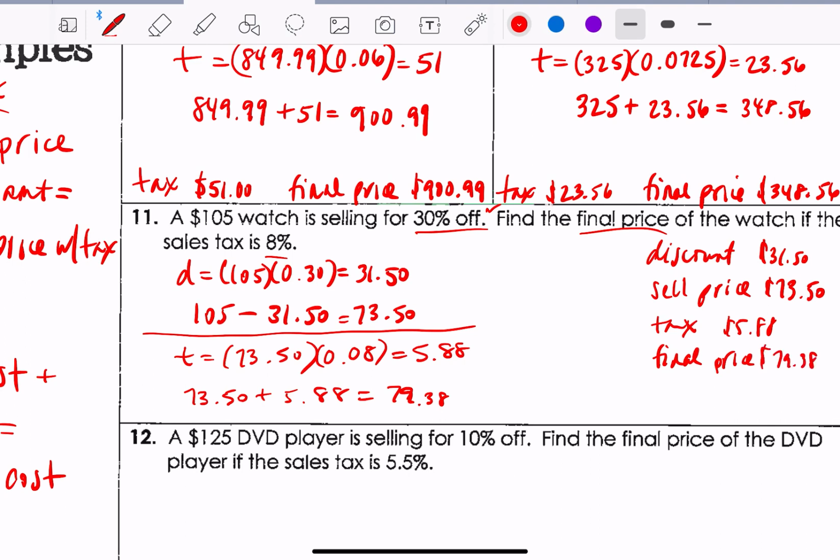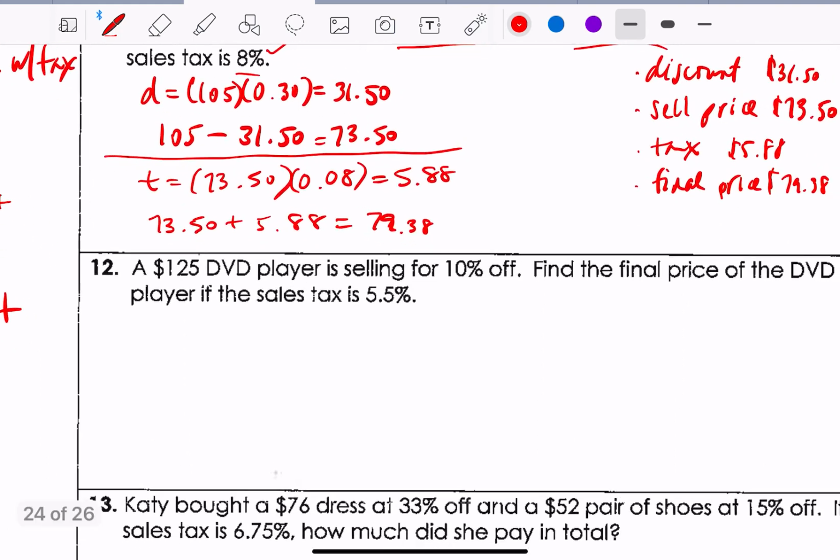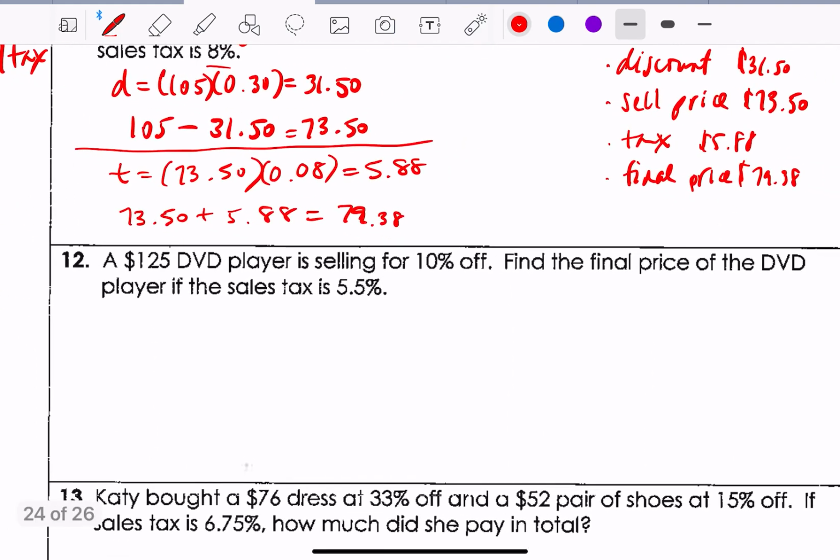So the final price, I'm going to write that over here, is $79.38. So again, you had to figure out the discount, get the new selling price, then get the tax on that new selling price, and then use that to find the final price. So there were a lot of steps to this problem. We did that second step, but you just have to take your time. So let's look at the next one.